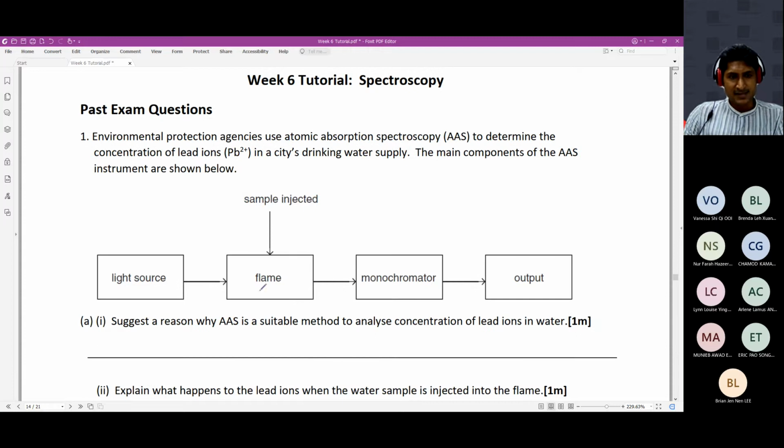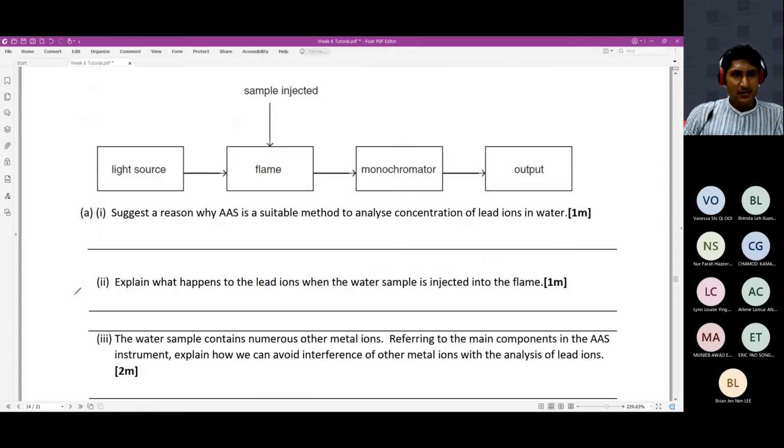Past examination questions. It was the descriptive question, and we know that lead, why AAS is suitable to be used to analyze lead ions in water. It is already given, but I want to know how many of you have checked. Erlin, why AAS is suitable, not the UV?